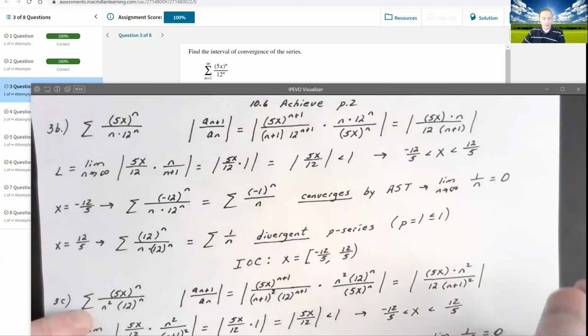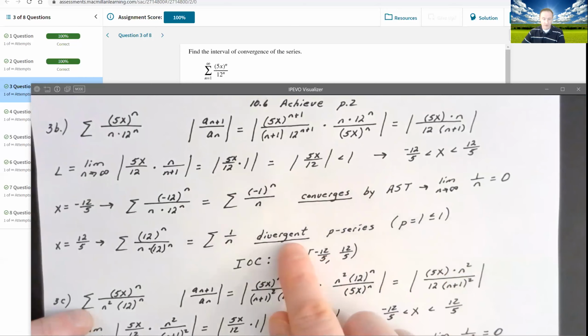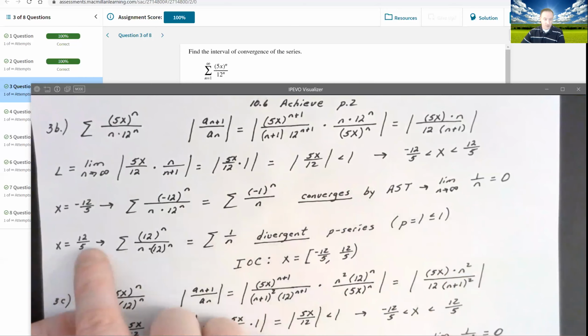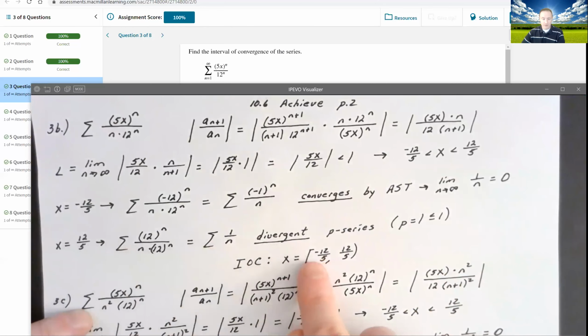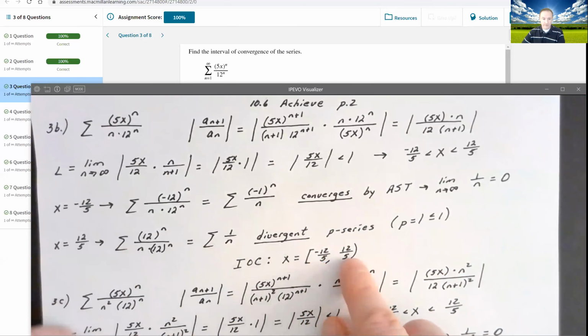You're supposed to remember the p-series test says that anytime p is less than or equal to 1, your series is going to diverge. You would need p to be greater than 1 to converge. So that means that 12 over 5 cannot be included in your interval of convergence. And you'll see here I put the interval of convergence is bracket negative 12 over 5 to 12 over 5.